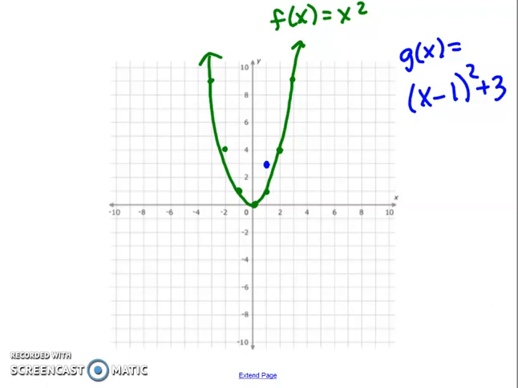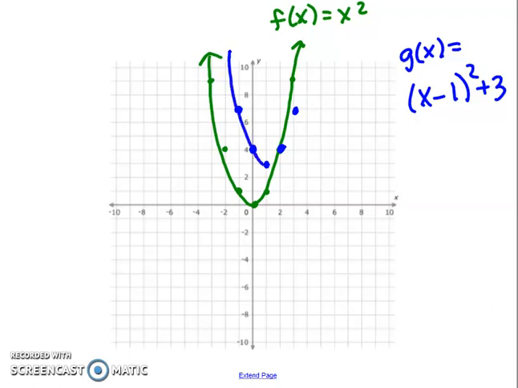So each point I'm going to move. So at 1, 1, I'm going to move it to the right 1 and 3 up. Negative 1, I'm going to move to the right 1 and 3 up. And then 2, 4, I'm going to move to the right 1 and 3 up. And negative 2, I'm going to move to the right 1 and 3 up.